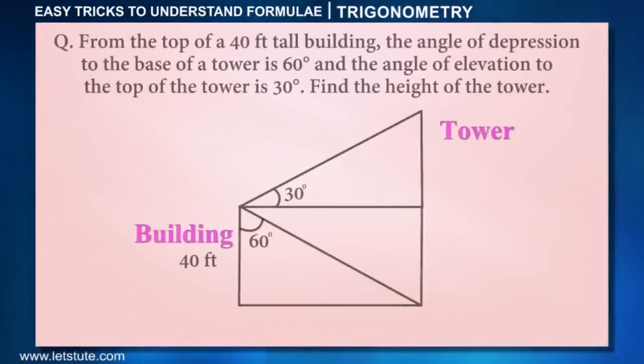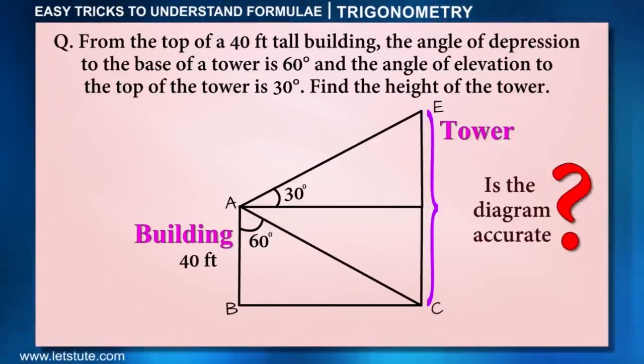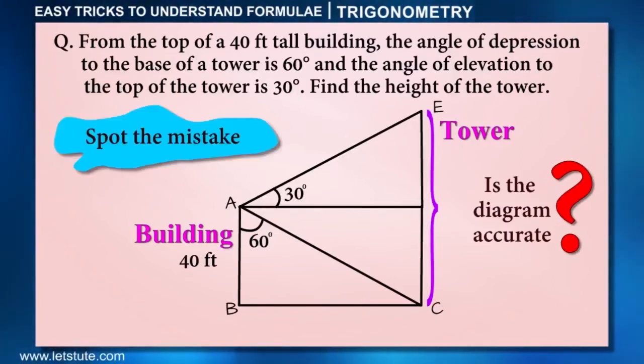So look at this question and its diagram. From the top of a 40-feet tall building, the angle of depression to the base of a tower is 60 degrees. And the angle of elevation to the top of the tower is 30 degrees. Find the height of the tower. So in this diagram, AB is considered as the building, EC as tower. But my question is, is this the accurate diagram? Well, there is one mistake in this figure. Can you spot that?